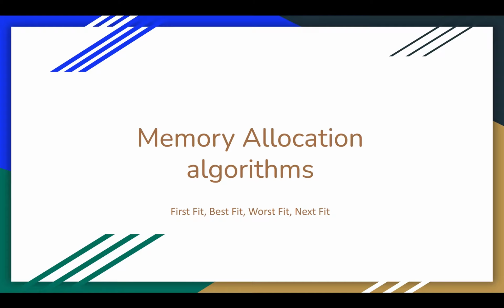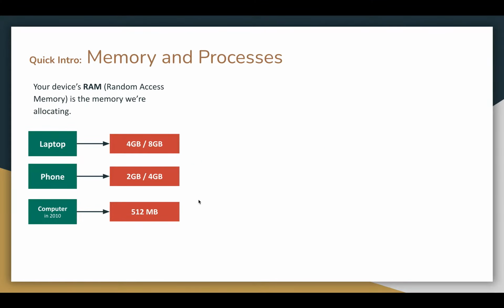First, we'll take a quick introduction about what memory is in general. Then we'll explain what each of these algorithms means, and then we'll take an example for each of them. So one for first, one for best, one for worst, and one for next. Okay, so first, what is memory?